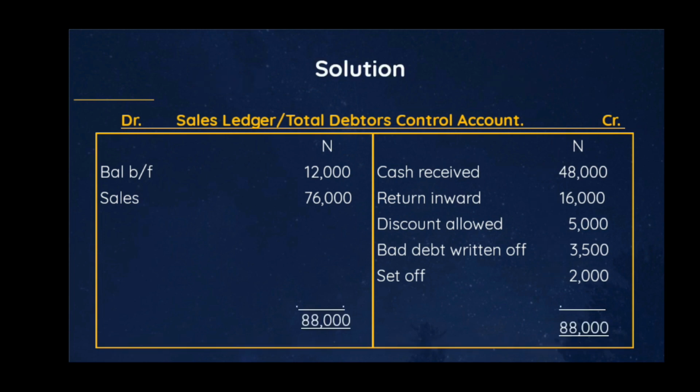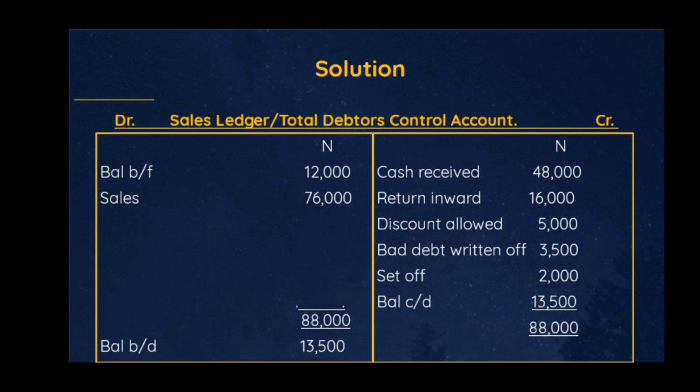If we look at the credit side, if we add all the amounts, it is not up to 88,000. How much remains to make 88,000? Whatever amount remains will be the balance carried down. It means 13,500 remains to complete 88,000 naira, so the 13,500 will be written as balance carried down. The balance carried down will now be brought down to the other side as balance brought down, which is our debit side. It means at the end of December, the total amount we have left to be collected from the customers is 13,500 naira. That is all about the sales ledger control account or total debtors control account.